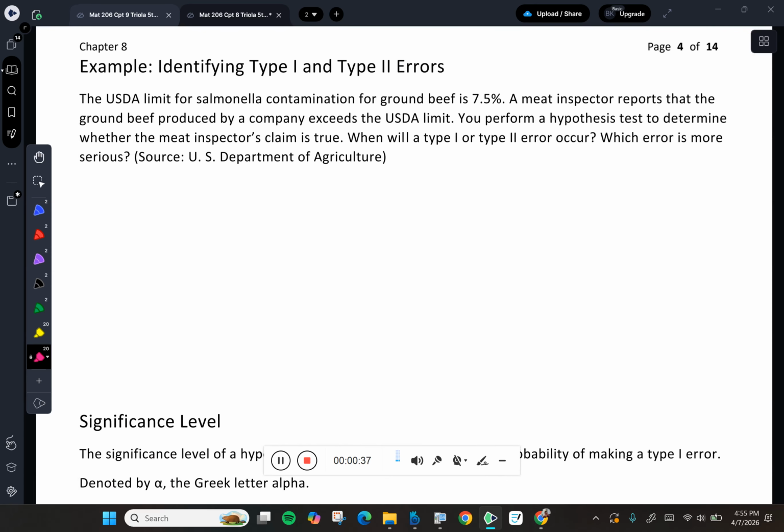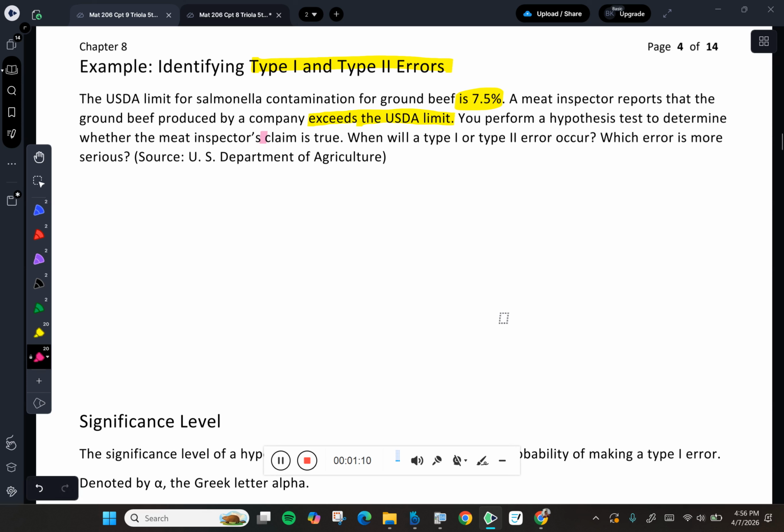Here is our example where we're going to be asked to identify what those things are in this scenario. Here's a scenario. What does it mean? All right, so the USDA has a limit for salmonella contamination for ground beef, and it's set at 7.5%. A meat inspector reports that the ground beef produced by a company exceeds the USDA limit. You perform a hypothesis test to determine whether the meat inspector's claim is true.